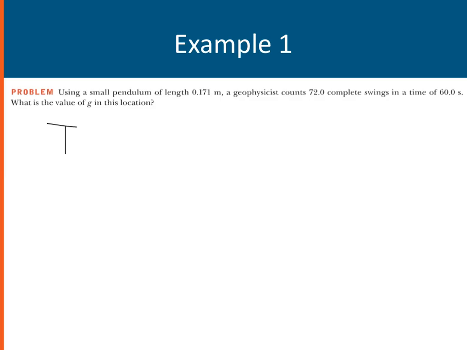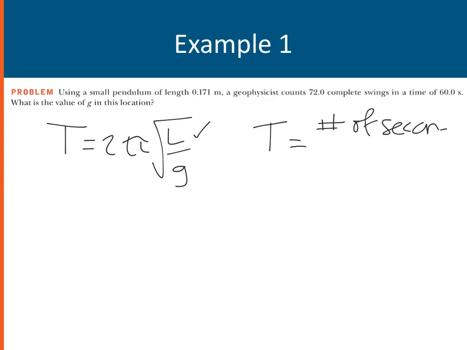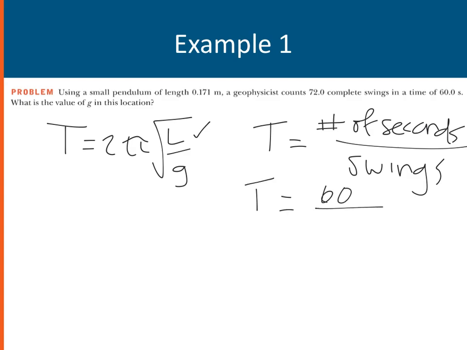So most of the time we're going to be using this equation. My writing's a little bit bigger because I don't have the pen. If we already have the length and we're looking for g, we just need the period. If you remember, the period is equal to the number of seconds over the number of swings. So to find the period, I'm just going to take the 60 seconds and put it over 72 swings.